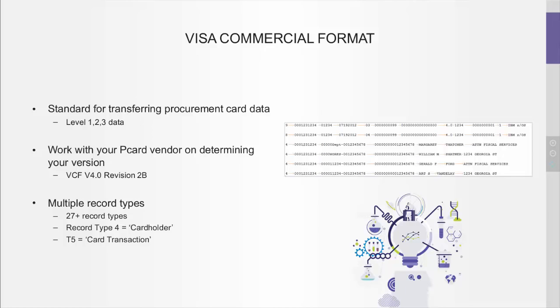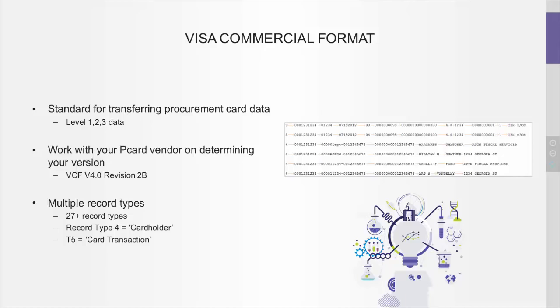Now, you want to work with your P-card vendor on determining your version because there are multiple versions of the Visa commercial format. The particular version that we had used at Bon Secours was Visa commercial format version 4, revision 2B, and that was the documentation. And they'll provide full PDF documentation on what the format is. The real challenge with the Visa commercial format data is that there are multiple record types in the same file.